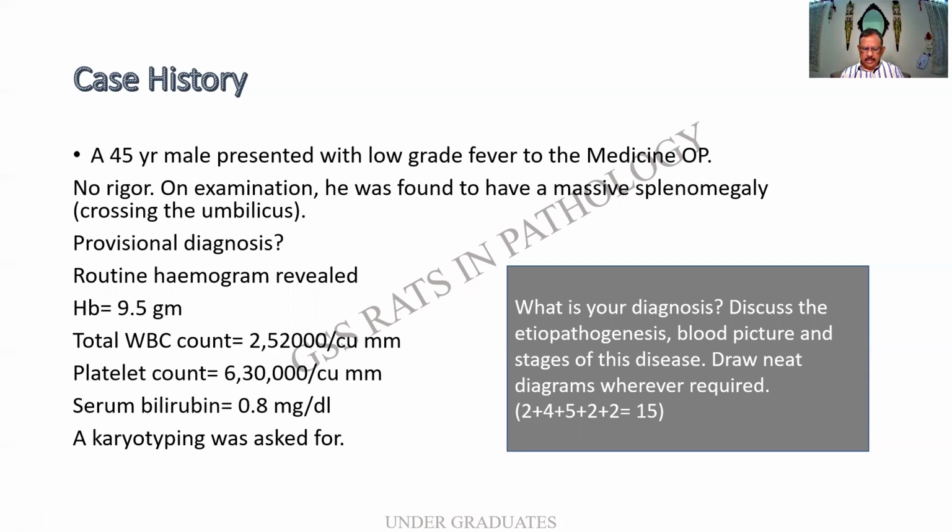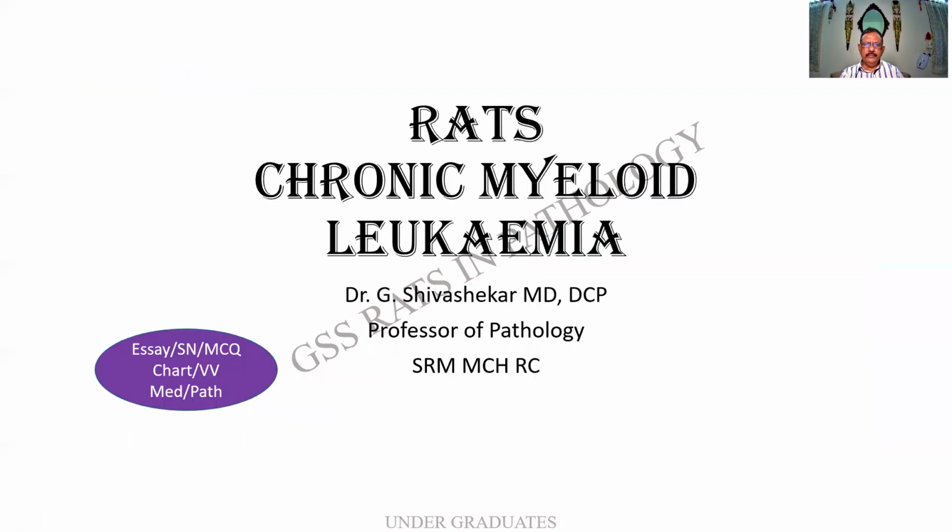What is your diagnosis? The etiopathogenesis, blood picture, and the stages of this disease. Draw neat diagrams wherever required. The mark distribution is given. And the diagnosis is chronic myeloid leukemia, the importance of which is given in the enclosure.